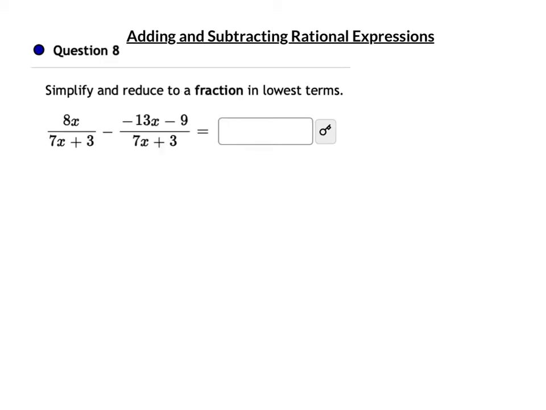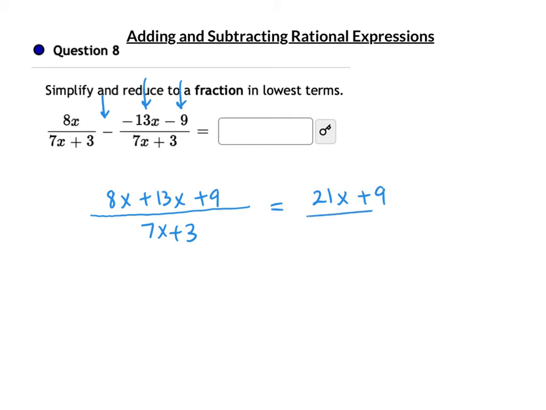For question 8, they already have a common denominator. The reason this question is here is because you have to understand this needs to be distributed. It's going to be 8x, and distribute that minus, it'll be positive 13x and positive 9. This minus affects both terms in the numerator. It has to be distributed. Simplify that, I get 21x plus 9 over 7x plus 3.